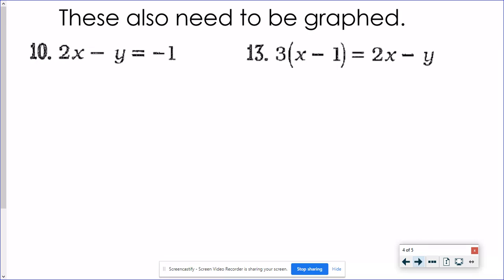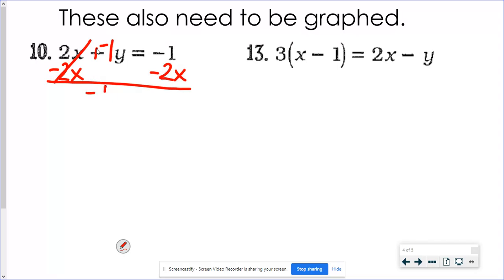Now, 10 and 13 on your worksheet, you'll have to solve for y, and you'll have to graph them. There are graphs right there for you. But on number 10, I would start with a keep, change, and let's sneak a 1 in there. So I need to get rid of that positive 2x. I would subtract 2x from both sides. So I would have negative 1y equals. And remember, negative 1 minus 2x would be okay, but it's not ideal. Even better would be to put the negative 2x first, and then the minus 1 or plus a negative 1.